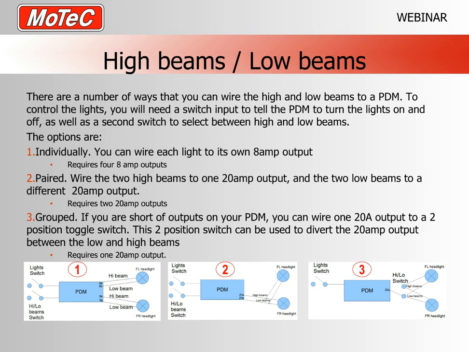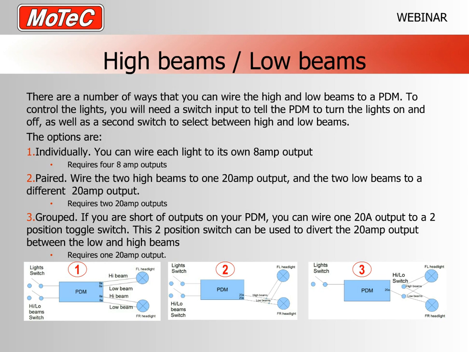Now, the second option would be to pair the outputs, and that is what we're showing in the second diagram. In this case, what we have is 2 high beams going into one of the 20 amp outputs. We have the 2 low beams going into another 20 amp output, and then we have our light switch and our high-low beam switch. So the difference here is that we're using fewer outputs from the PDM, but we also have slightly less ability to diagnose each of those individual lamps. So this is, of course, a slightly less ideal way to do this.